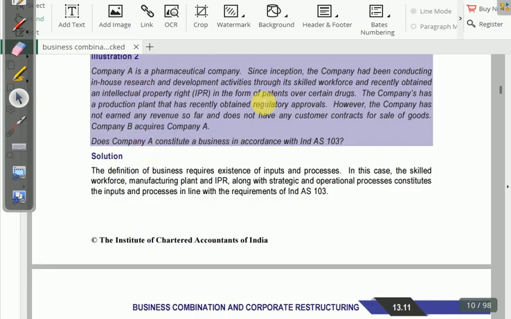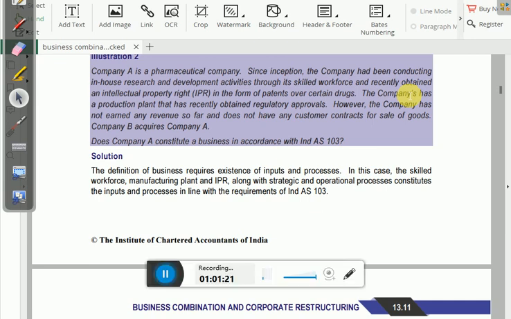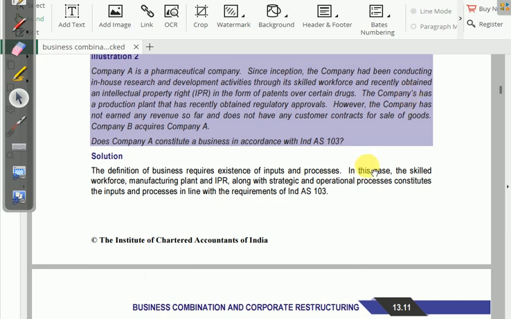Company A is a pharmaceutical company. Since inception or since its starting of the business, the company had been conducting in-house research and development activities through its skilled workforce and recently obtained an IPR in the form of patents over certain drugs.